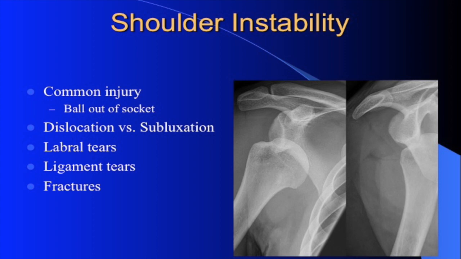Versus an overt dislocation, where the ball completely goes out of the socket and gets stuck. Those are the kids that are holding their arm, depending on the position, but it's usually down, and can't move it at all because that ball is just stuck against the front of the socket.